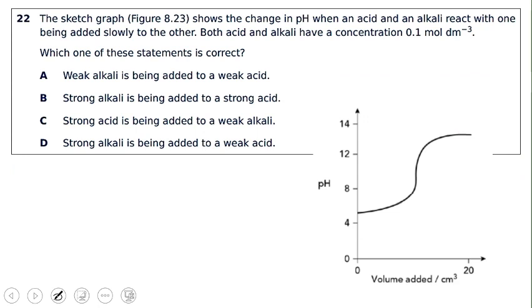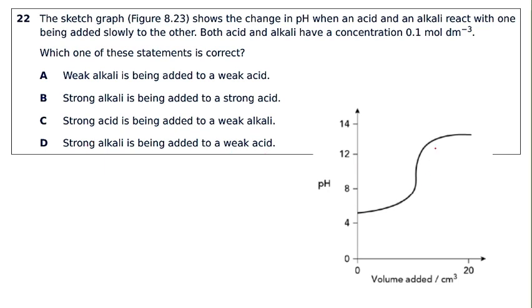Question number 22. In this figure, we have a sketch graph which shows the change in pH when an acid and alkali react, with one being added slowly to the other. Both acid and alkali have concentration 0.1 mole per dm cube. Which of these statements is correct? This graph is for weak alkali added into weak acid, strong alkali added into strong acid, strong acid added into weak alkali, or strong alkali added into weak acid.